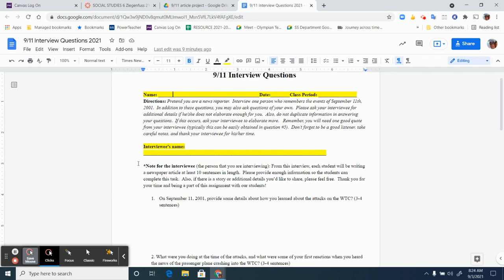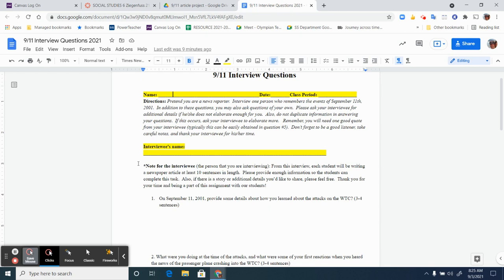Okay, so I'll read at the top here. The directions: Pretend you are a news reporter. Interview one person who remembers the events of September 11th, 2001. In addition to these questions, you may also ask questions of your own. Please ask your interviewee for additional details if he or she does not elaborate enough for you.